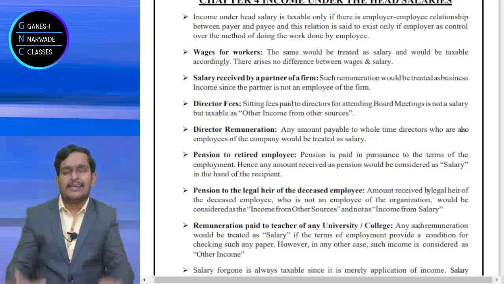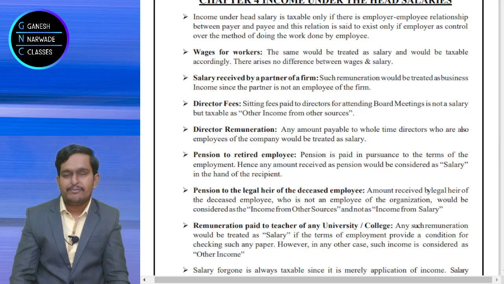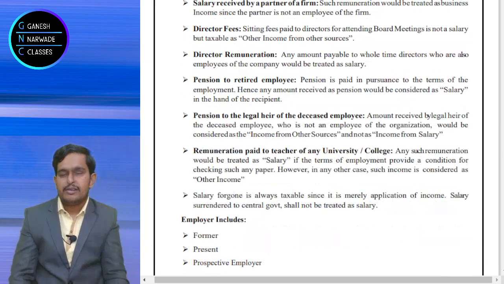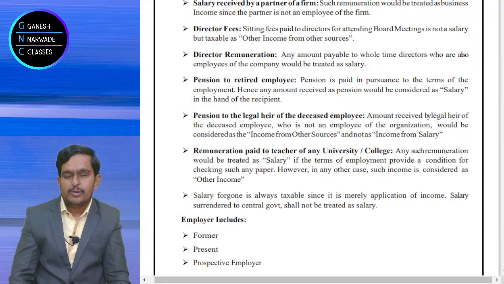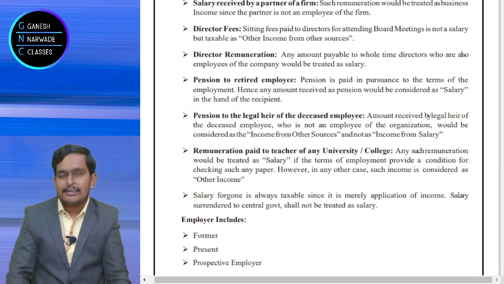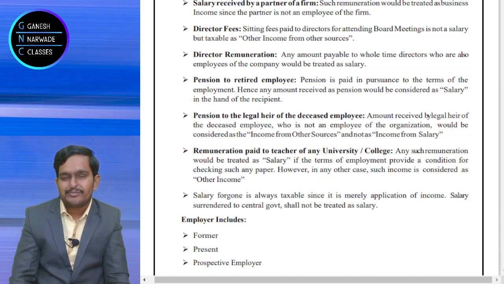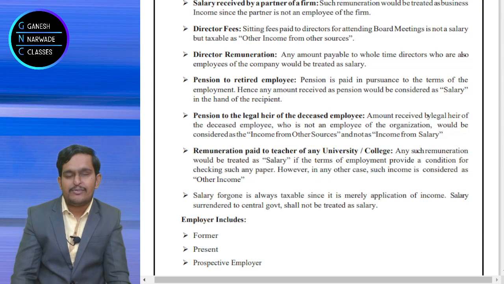Suppose you have foregone the salary. I am talking about new things. You have left the salary. Maybe you transfer the salary to someone else. Without receiving it, you say to your employer, don't give me the salary, give it to some other person. This is foregoing of salary. Then it is taxable under salary only. And one more thing, because you have foregone the salary, the income tax department will not say that you need not pay the tax. They will say we will compute the income under salary, calculate the tax and ask you to pay the tax.